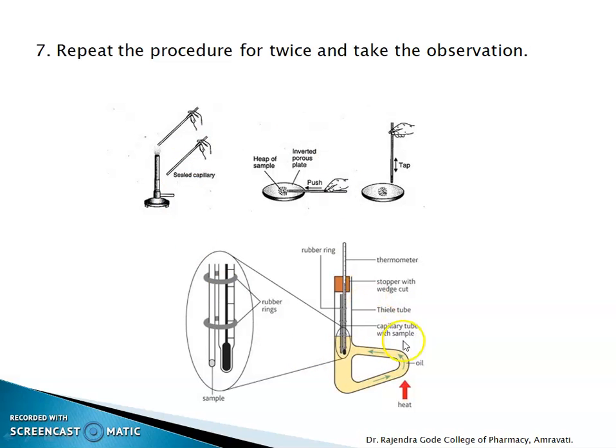After complete assembly, heat the Thiele tube containing liquid paraffin with the help of a burner. Heat the side tube of the Thiele tube, so liquid paraffin circulates in the Thiele tube and it gets a uniform temperature. Repeat this process twice and record the temperature at which the substance melts.